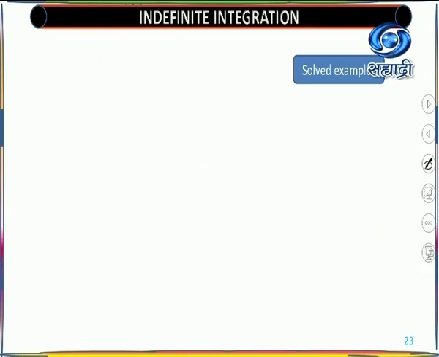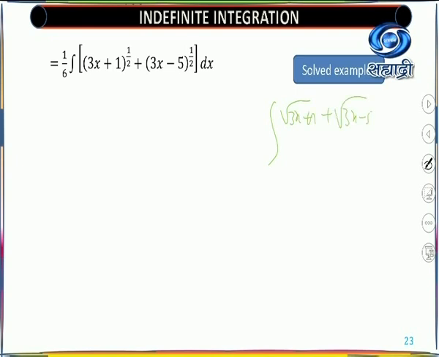So if you take that 6 outside the integral sign, it becomes the integral of (3x plus 1) raised to half plus (3x minus 5) raised to half, because you have the integral of root of (3x plus 1) plus root of (3x minus 5) upon 6 dx. Now look here. This 1 upon 6 is outside the integral sign, so you are left with root of (3x plus 1) plus root of (3x minus 5) dx.